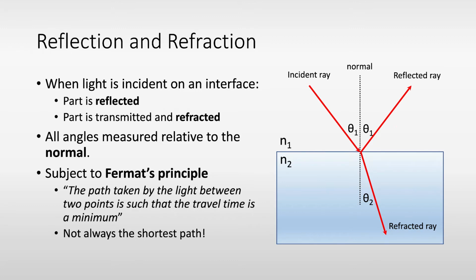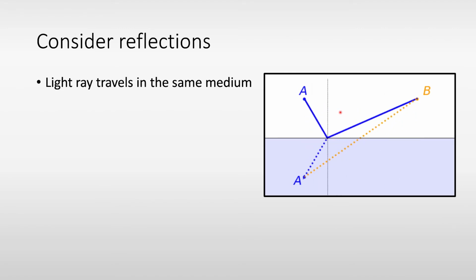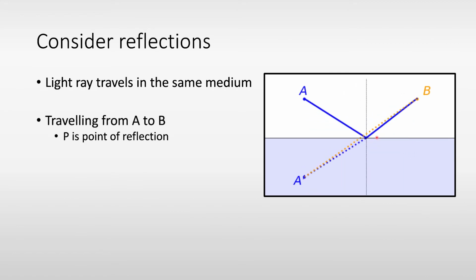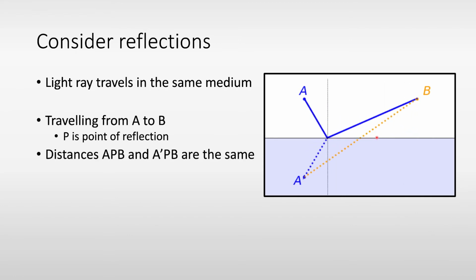Let's first consider reflections. So what we've modelled here with this animation is all the different ways that a light ray could possibly reflect to get from point A to point B. And what we're showing here is what would happen if we had different angles of incidence and angles of reflection. So considering the light ray travelling in the same medium, going from A to B, and the point P of reflection moves where the normal is. What we're saying in this diagram is that the distances APB and A'PB are all the same.